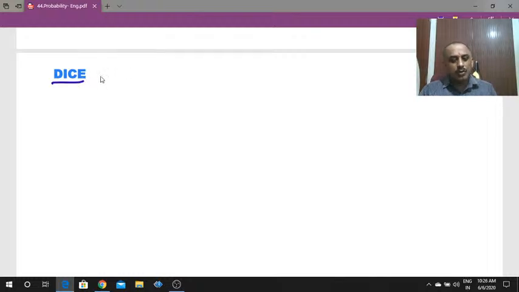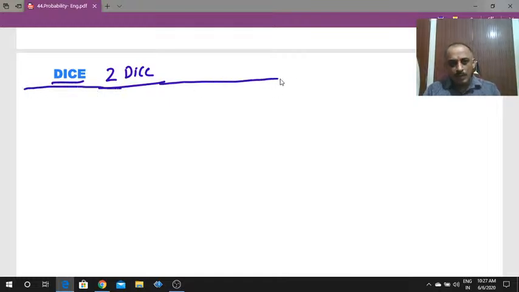So if a person throws 2 dice, the total number of outcomes is 216? Yes, very good, Sai Raman, 216 is right. If a person throws 2 dice, here is one simple table, one shortcut table.